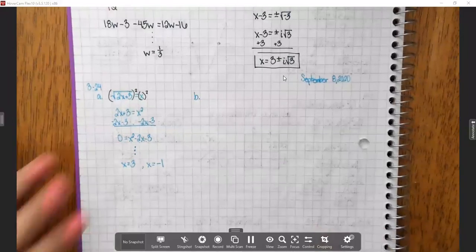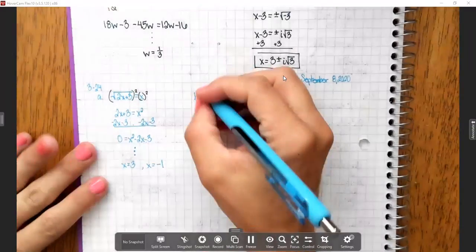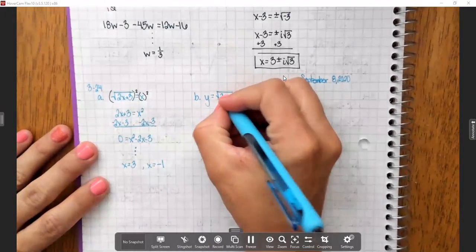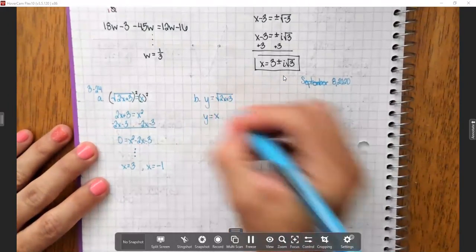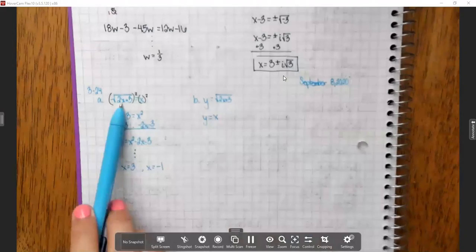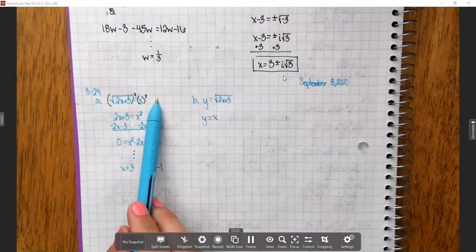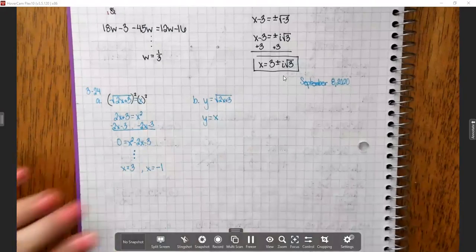All right. Part B says Miranda writes down the equations y equals the square root of 2x plus 3 and y equals x. So she went back to our original equation and she set the left side equal to y and the right side equal to y. And it says how many solutions does each equation have?